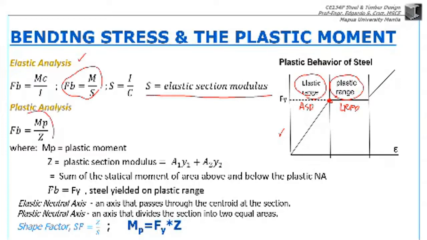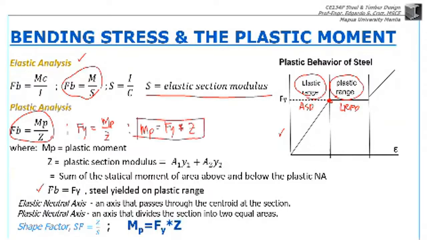Now in the plastic range, the bending stress or strength would be equal to Mp, the plastic moment, divided by Z. However, our bending strength in the plastic range is Fy. Therefore, Fy, the Fb, is equal to Mp divided by Z. Therefore, we could say that the plastic moment can be calculated as Fy times Z. This is the plastic moment determination. Fy is the yield strength of the steel, and Z is the plastic section modulus.